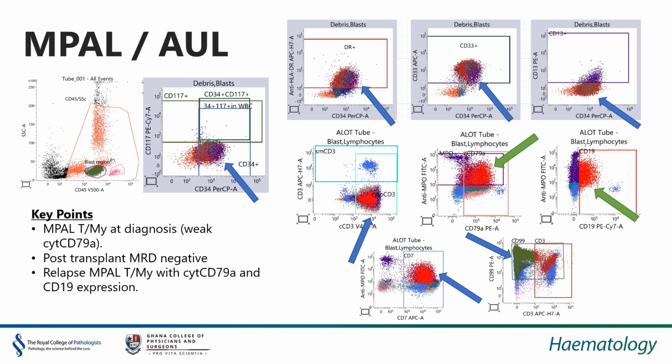But we must also remember that these cells have also got some aberrant B-cell antigen expression, where we're seeing weak CD19 and a weak to moderate expression of cytoplasmic CD79A. Now, this was actually a case who was an MPAL T myeloid at diagnosis with very weak expression of CD79A. They were then post-transplant MRD negative. And their relapse phenotype is this mixed phenotype acute leukemia, or MPAL T myeloid, which has now gained a weak to moderate expression of cytoplasmic CD79A, and has also gained weak expression of CD19, which wasn't there before.